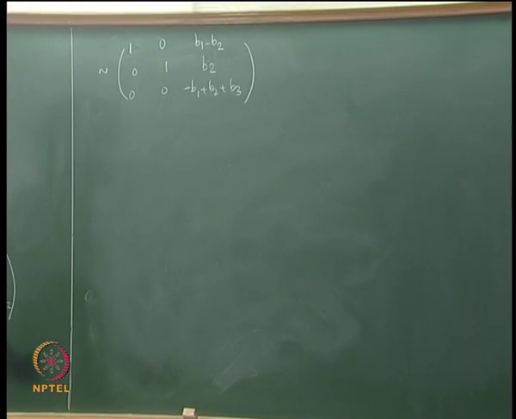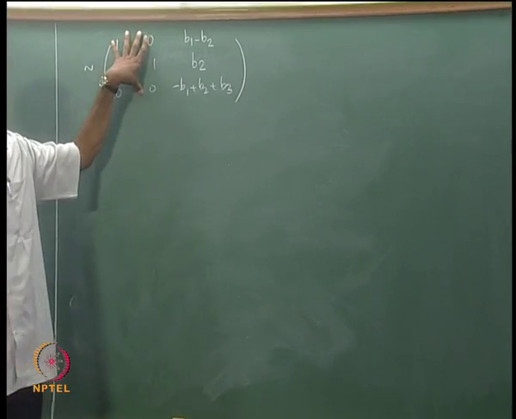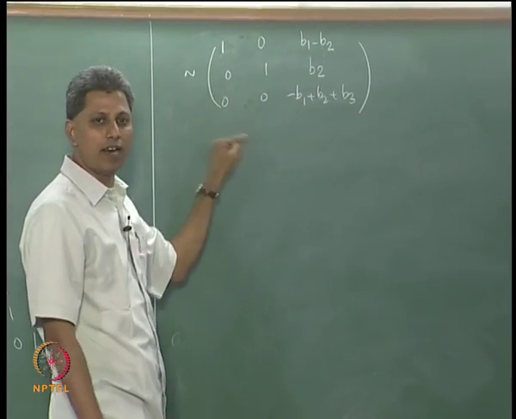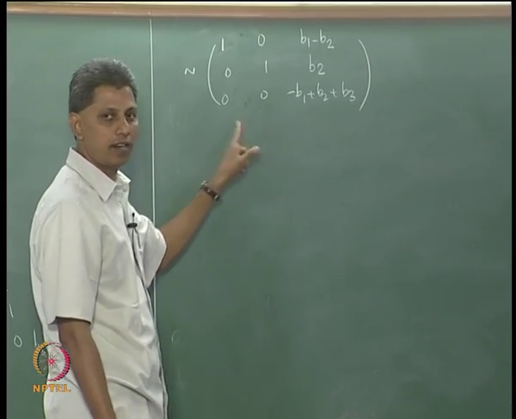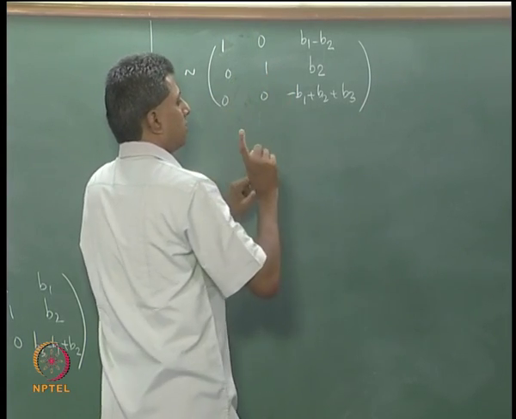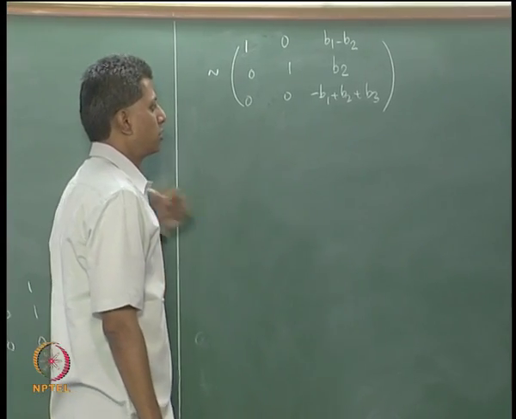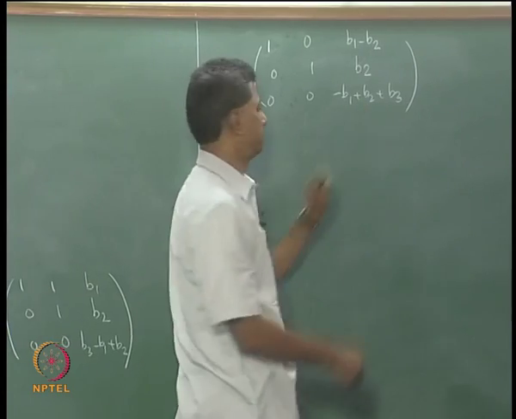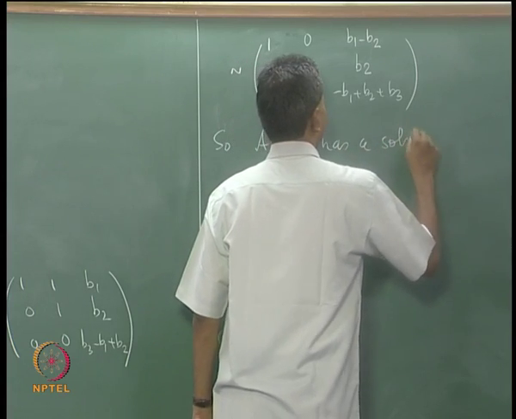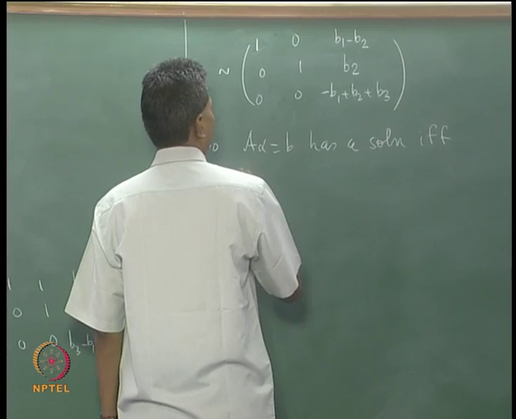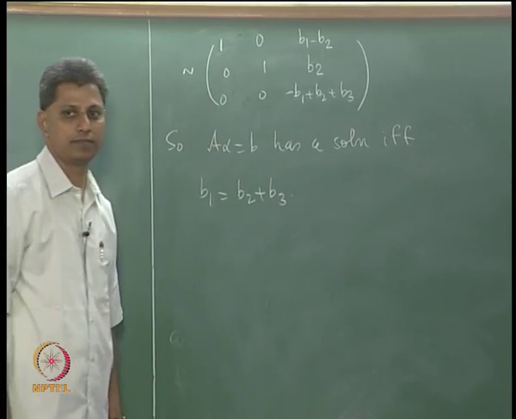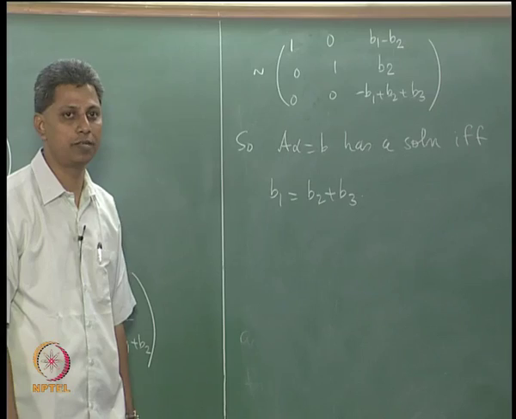The number of non-zero rows of this is R for me. This whole thing is R prime, this is R, this is D. I have R alpha equals D, right. The number of non-zero rows is 2. The necessary and sufficient condition for the original system to have a solution is that this must be 0. So A alpha equals B has a solution if and only if B1 is B2 plus B3. Now that is the condition for any vector to be in the span of S.